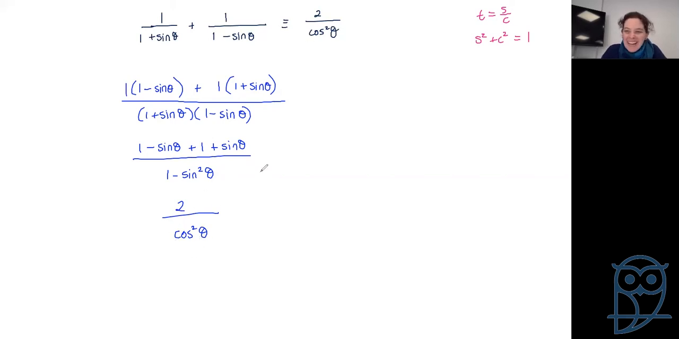And magically enough, it's wonderful with identities because you always know when you're at the end, and you always know, did I get the right answer? 2 over cos squared theta, we have shown. We have ended up at that simple right-hand side. So let's do another one.